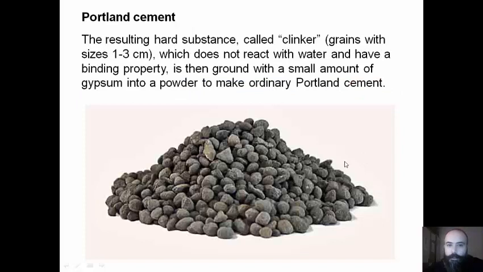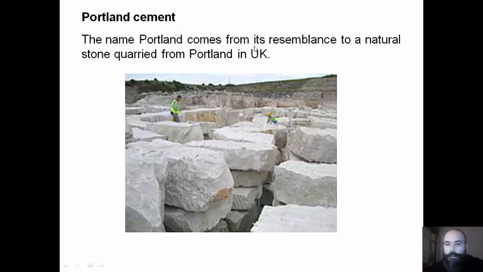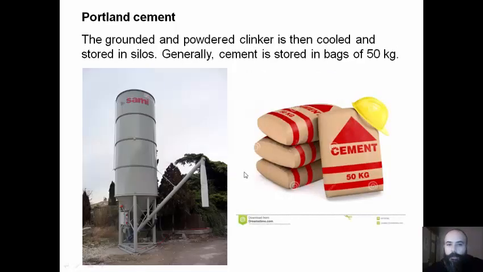The resulting hard substance, called clinker, with grain sizes of 1 to 3 centimeters, does not react with water and has no binding property. It is then ground with a small amount of gypsum into a powder to make ordinary Portland cement. The name Portland comes from its resemblance to a natural stone quarry from Portland, United Kingdom. The ground and powdered clinker is then cooled and stored in silos. Generally, cement is stored in bags of 50 kilograms.